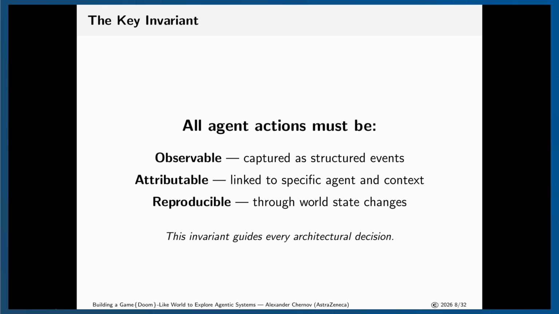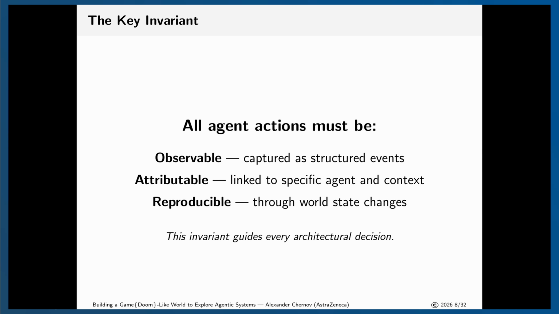As for the architecture, all agents must be observable, capturing structured events; attributable, linked to a specific agent or context; and reproducible, through world state changes. This invariant guides our architecture decisions. The actions are distributed, so the actions of one agent are transparent to other agents. When I'm interacting with an agent, my information is also transferred to other systems.